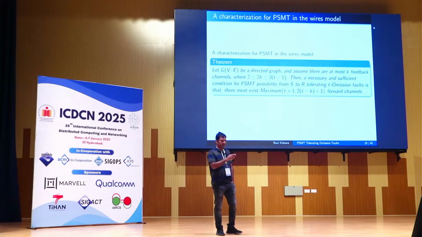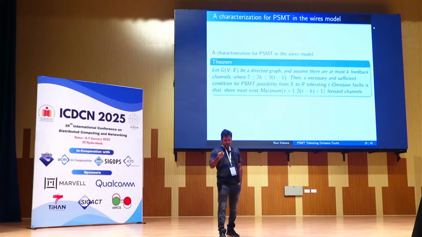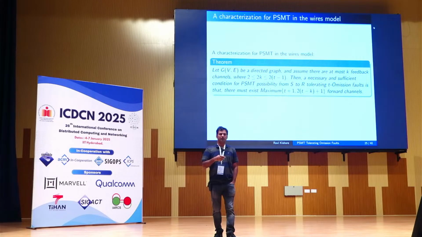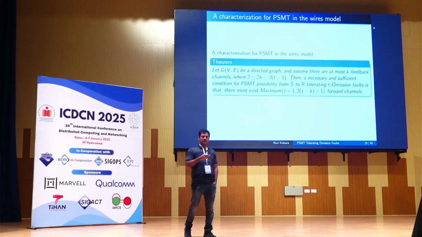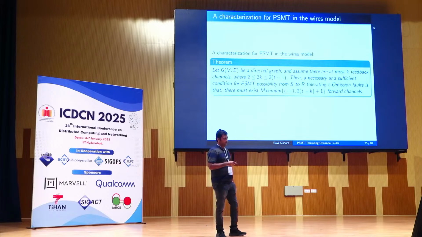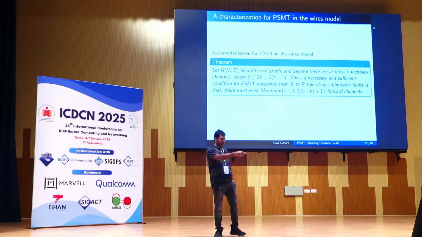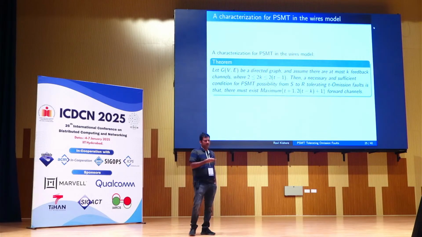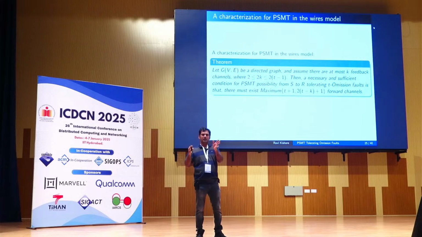then the necessary and sufficient condition is: suppose there exist k feedback channels, then the condition is the maximum of T plus 1 and 2T minus k plus 1. These many forward channels are necessary. Here, necessity just follows the earlier lines, but for sufficiency, we designed a 3-phase protocol.